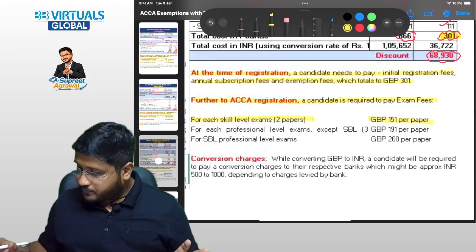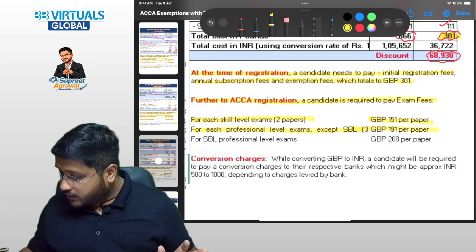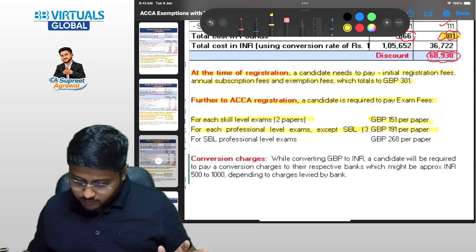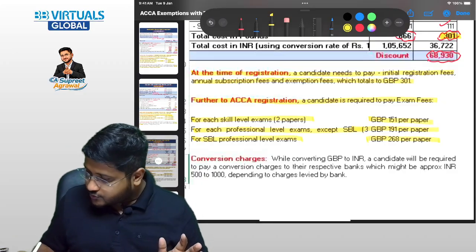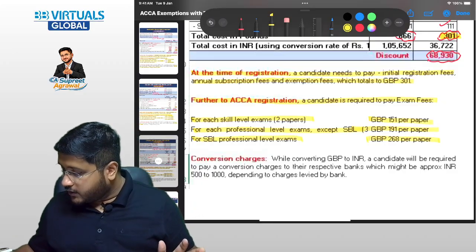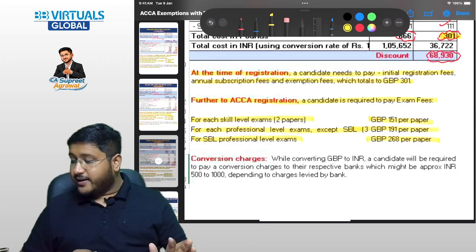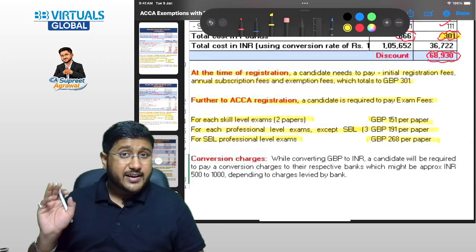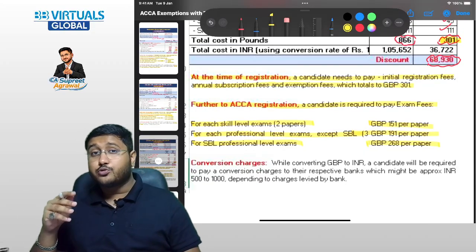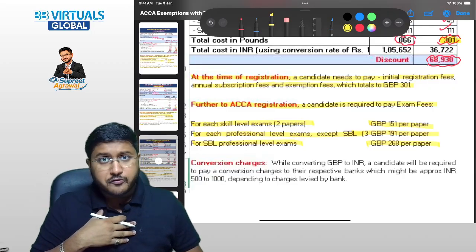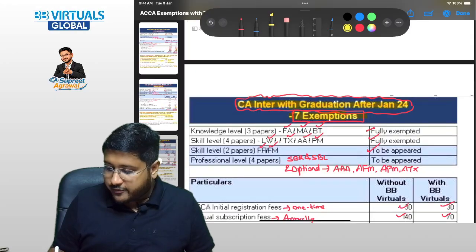Now for two papers, 151 into 2. Then for each professional level exam except SBL, that's 191 into 3 papers. And then for the professional level exam SBL, 268. So that comes to 1143, assuming an exchange rate of say 122 rupees. That's 1,40,000 approximately. That is, in less than 1 lakh, some 80,000 rupees, you will be able to qualify your entire ACCA qualification, my dear friends, provided your existing qualification is CA Inter completed with graduation after Jan 2024.